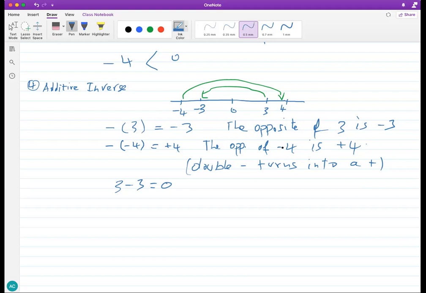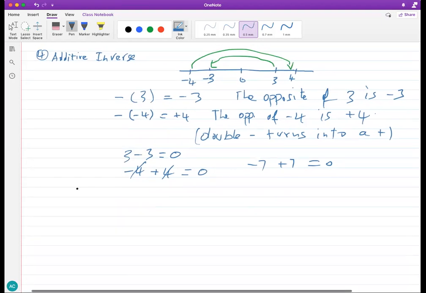Same thing here. The opposite of -4 is +4. If you write those two together, what is -4 plus 4? They also cancel each other out, okay? Because it's the same number with opposite signs. This is what we mean by the additive inverse: when we combine a number and its opposite, it's always going to be 0. -7, for example, the opposite of -7 is +7. The result is 0. So that's what we mean by the additive inverse property.